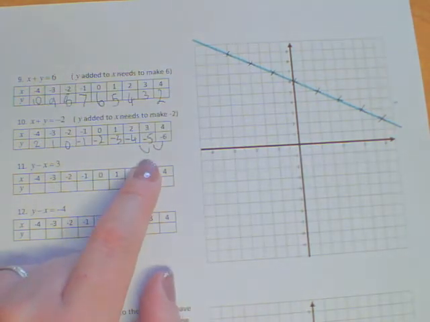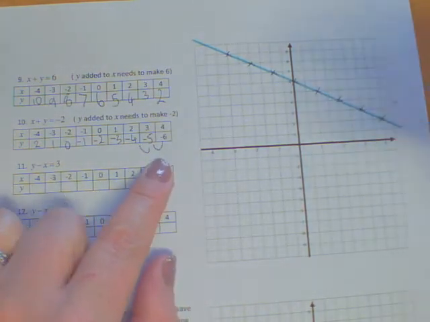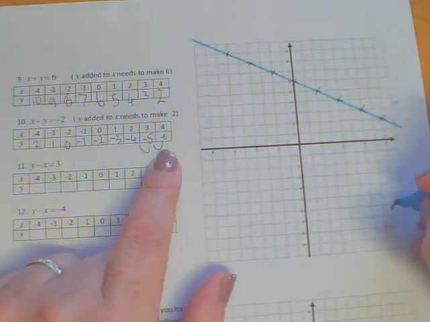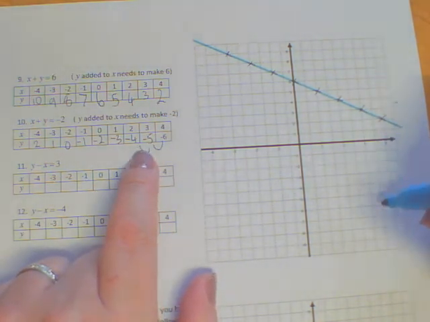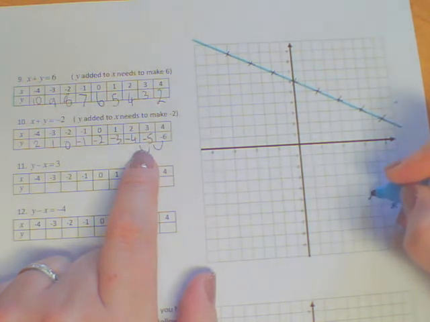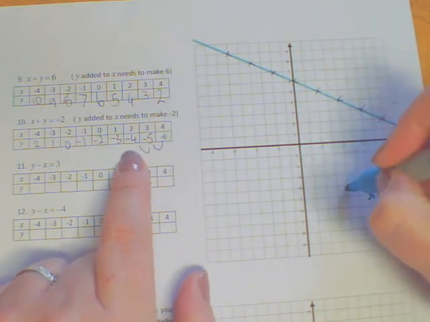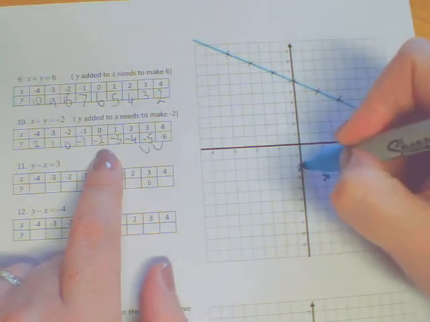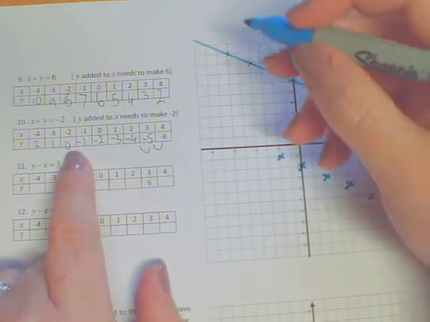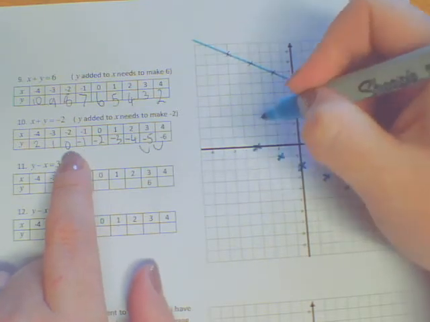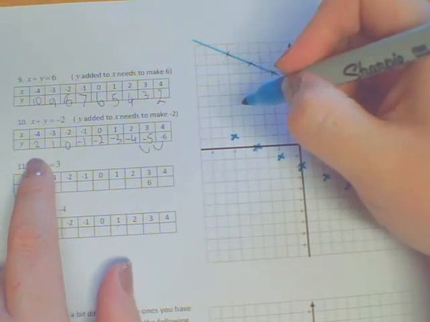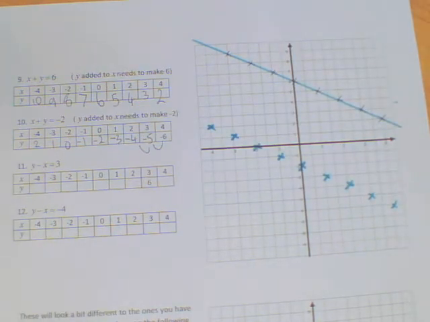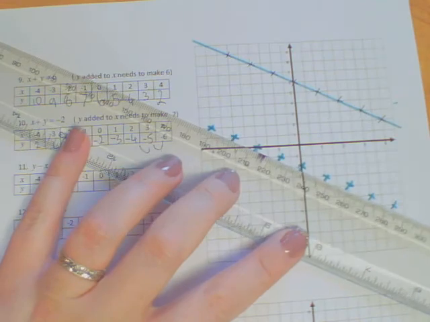And again, you should have plotted the coordinates on the graph and it should give you a straight line. So 4 down to minus 6, 3 down to minus 5, 2 down to minus 4, 1 down to minus 3, and so on. Now this time they all fitted, and again you can see they've formed a straight line.